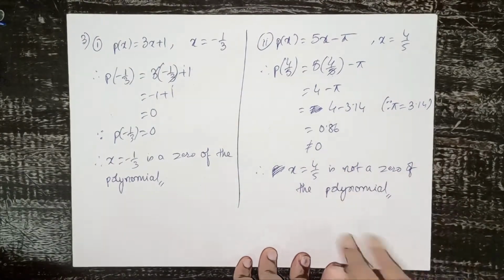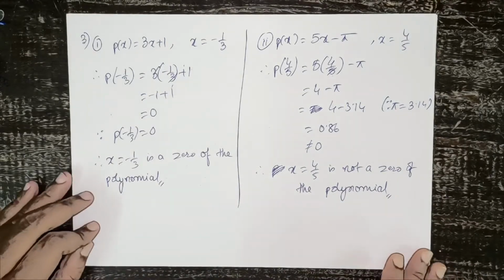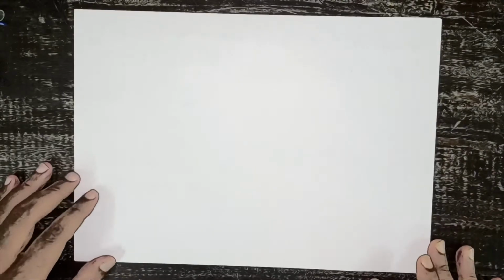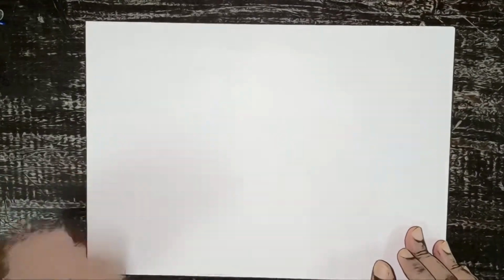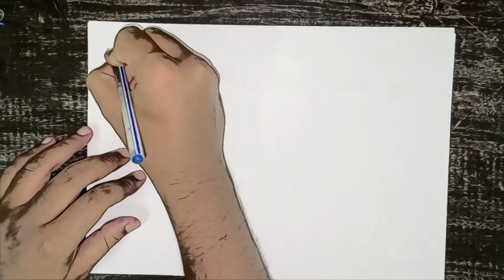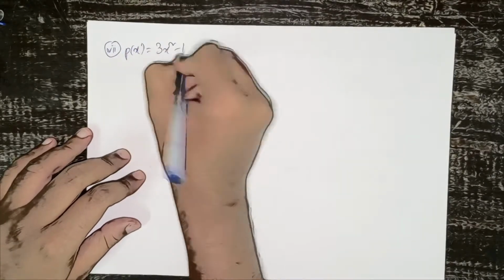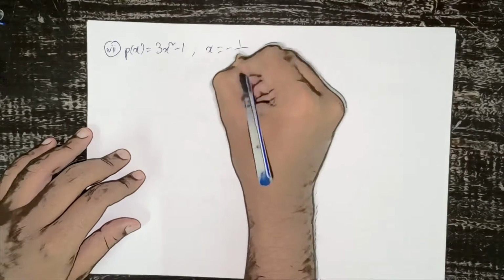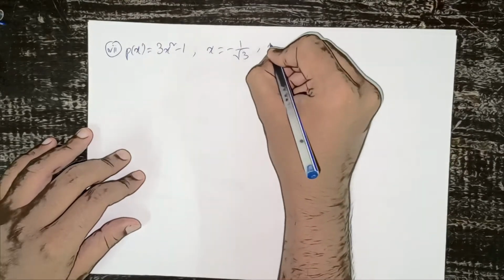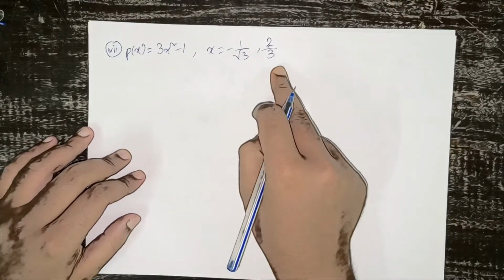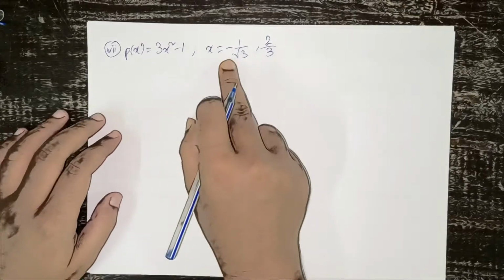Okay, pretty simple. Let's move on to another one. Let us try number 7, and see what happens here, because 2 values are given. In number 7, we have p of x is equal to thrice x square minus 1, and x is equal to minus 1 by root 3 and 2 by root 3. So 2 values are given, so you have to check for both. Let's start with the first one.